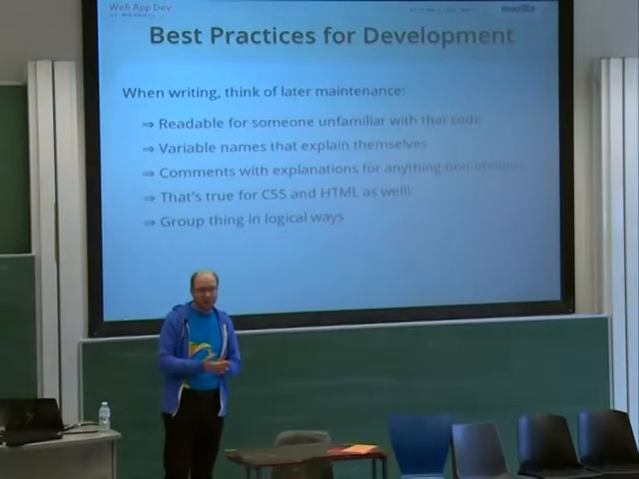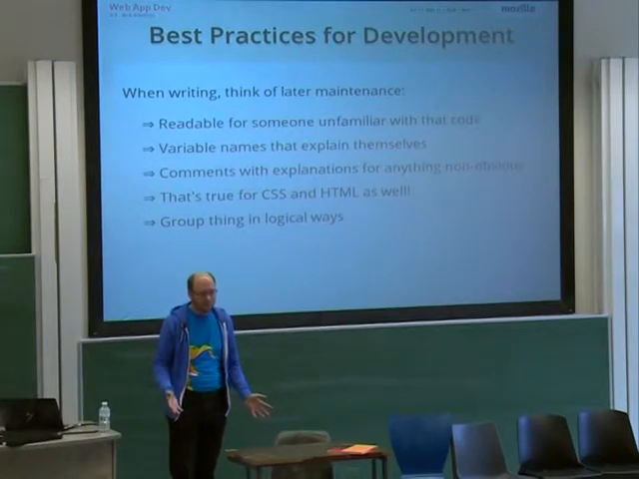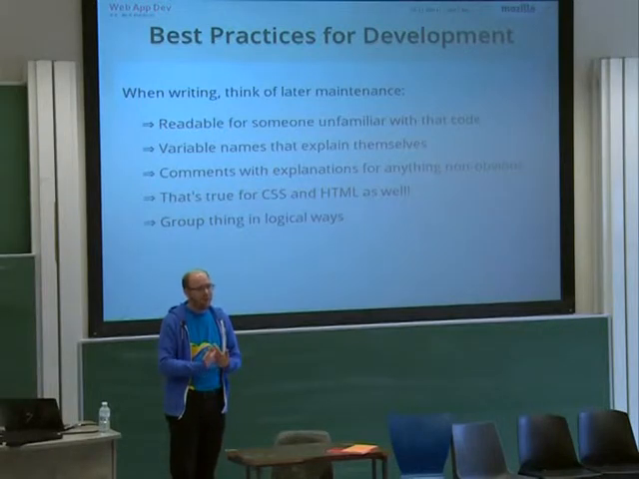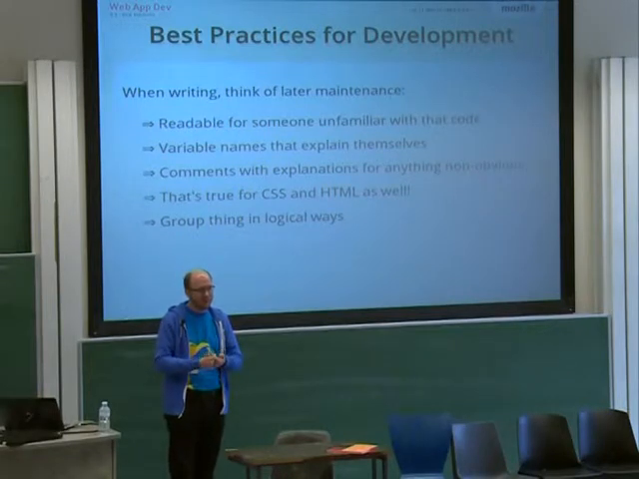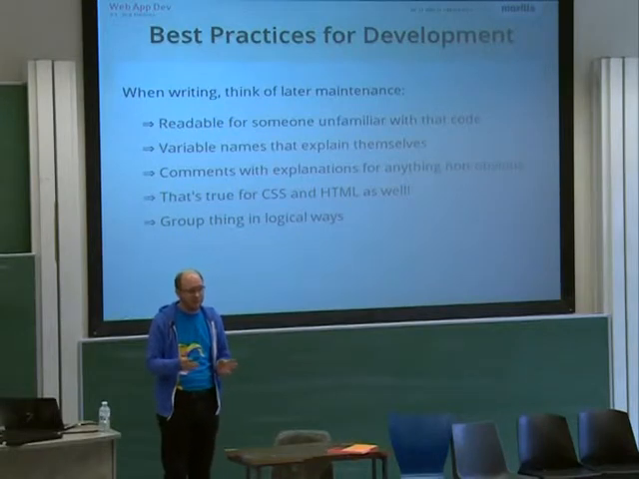Use comments with explanations for everything that's not obvious. If it's obvious by reading the code, a comment is useless. But if it's not obvious by looking at the code, and that's something where you need to use your judgment of what someone not familiar with this will see there, use comments where you do things that are non-obvious.